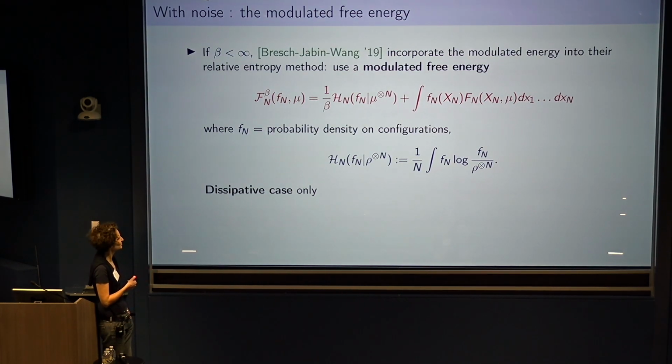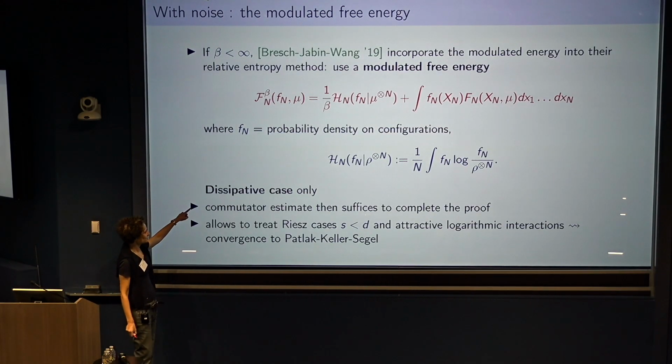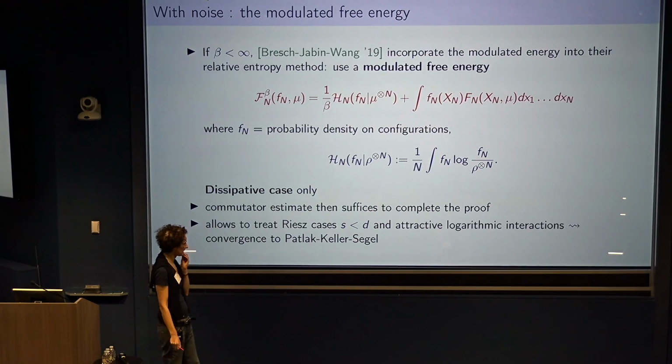So it's not actually a miracle. There's a reason for that. And so when you differentiate this in time, you're back to your same commutator terms, and you're done. So the difficulty is just to find the right quantity. This works only in the dissipative case. Right, so then with commutator estimates, you can treat all these Riesz cases with s less than d.